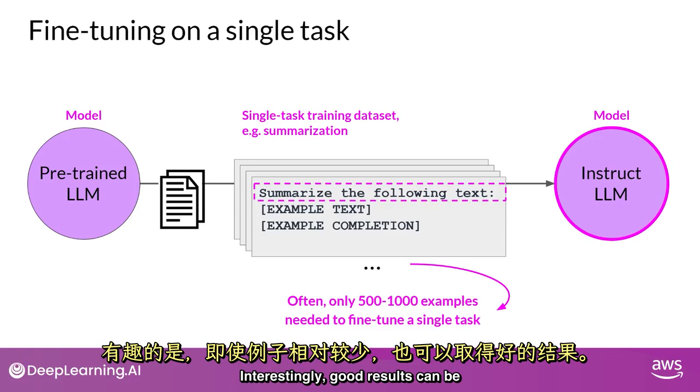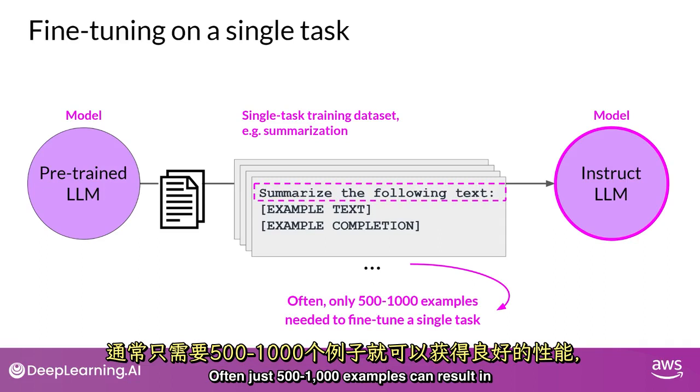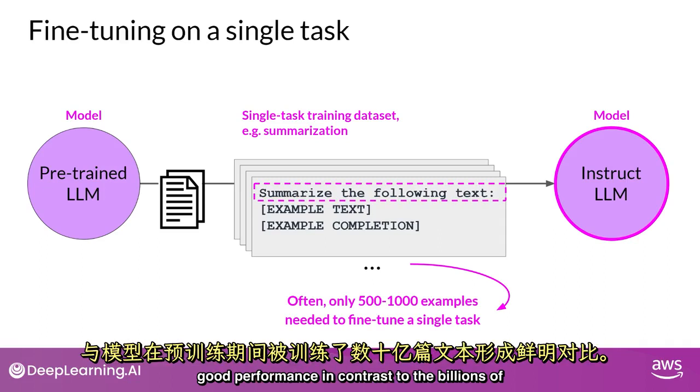Interestingly, good results can be achieved with relatively few examples. Often just 500 to 1,000 examples can result in good performance, in contrast to the billions of pieces of text that the model saw during pre-training.